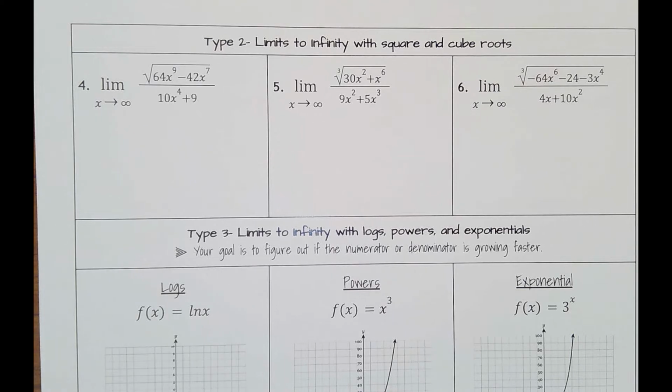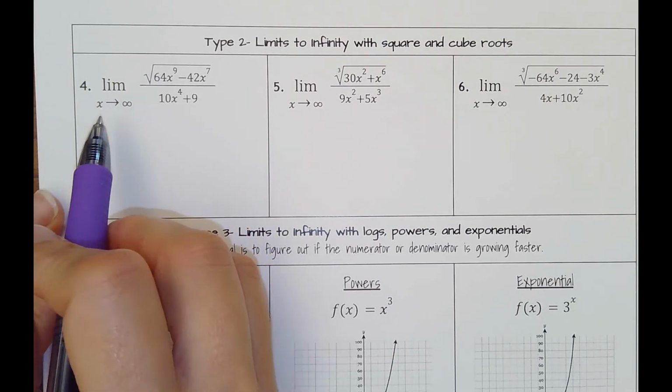Onto the back side, or the next page, we've got type 2: limits to infinity with square and cube roots. The only difference is you have to simplify any square or cube roots first to figure out what the degree of your polynomial actually is.